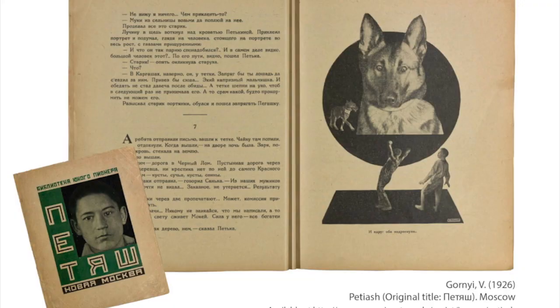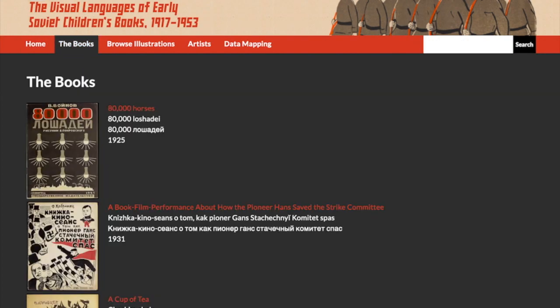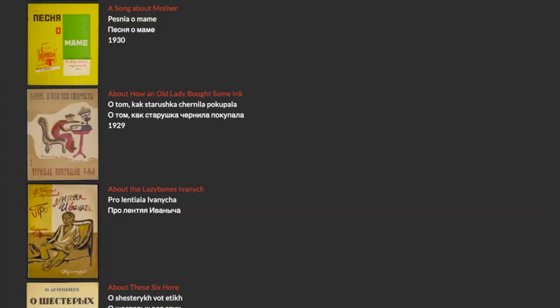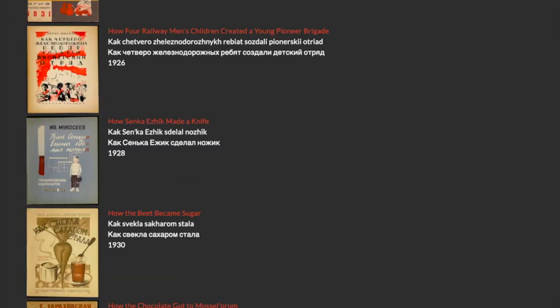In this sense, the most surprising finding in terms of the research experience combined with the quality of the finding was Petiash, a book published in Moscow in 1926, which I chose as a case of a modernist graphic publication. I found this book on the website of the Playing Soviet project developed by Princeton's Center for Digital Humanities, which focused on a series of books for children that show the political changes in Russia after 1917, as well as the new styles and techniques of the Russian avant-garde such as photomontage, experimental typography, and socialist realism.